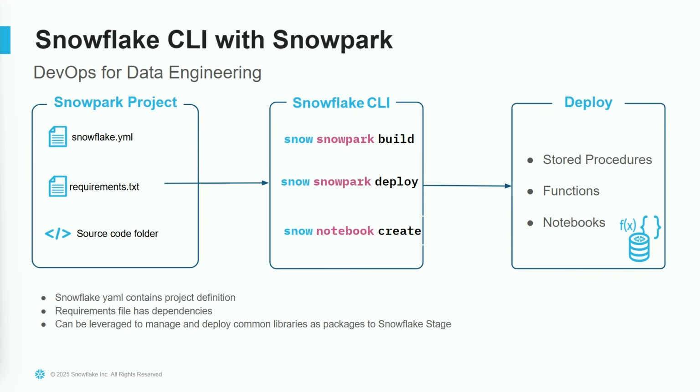This is how it looks. As an example, snowflake.yaml, requirement.txt. Requirement.txt, we haven't touched a bit, but it's all of the dependencies you have within your application, Python application, or any other application that you package up.